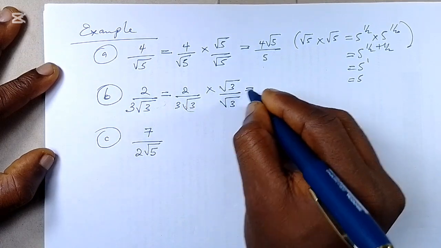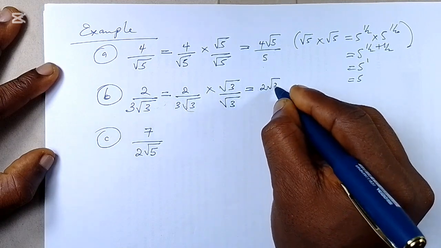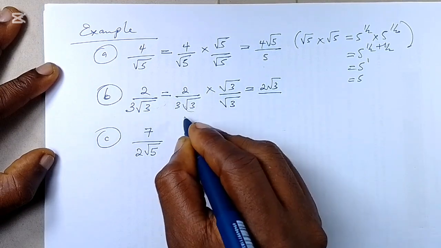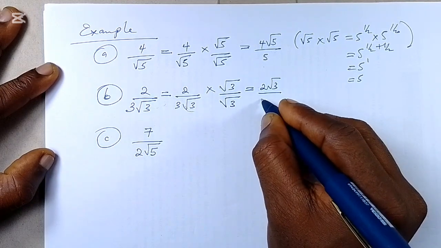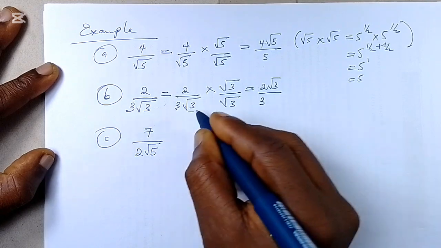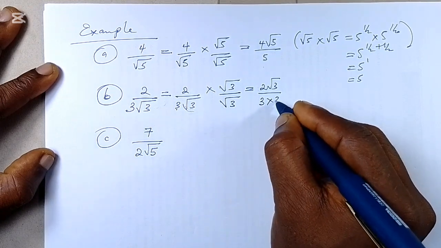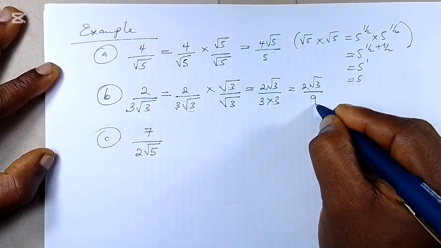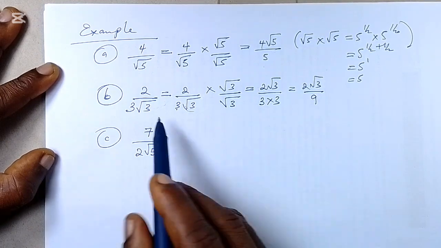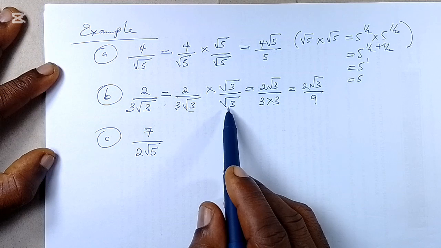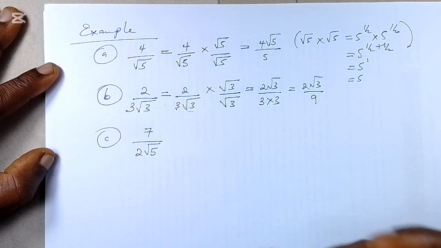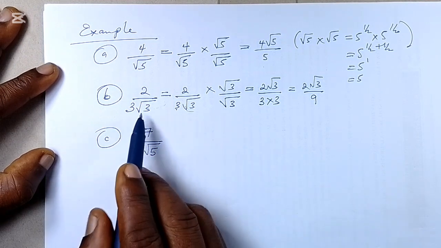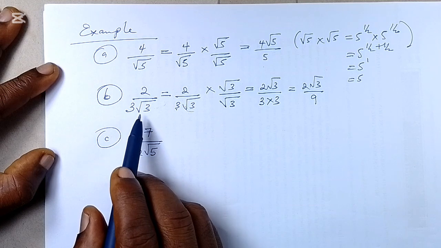That will give you 2 times root 3, which is 2 root 3, and root 3 times root 3 will give you 3, and 3 times 3 is 9. That would mean your answer will be 2 root 3 all over 9. Now, if you had used 3 root 3 times 3 root 3, you would still end up with the same result. So there is no need to use 3 root 3; just simply use the surd component in the denominator.